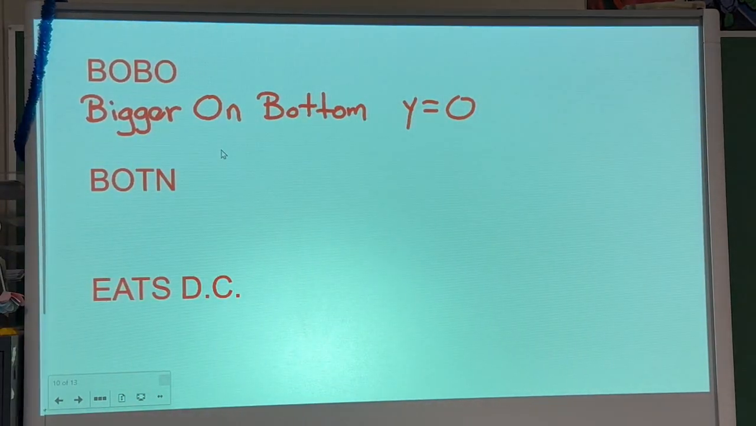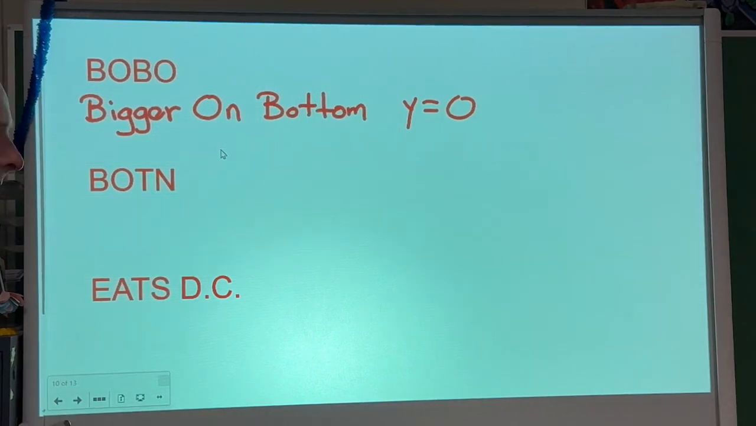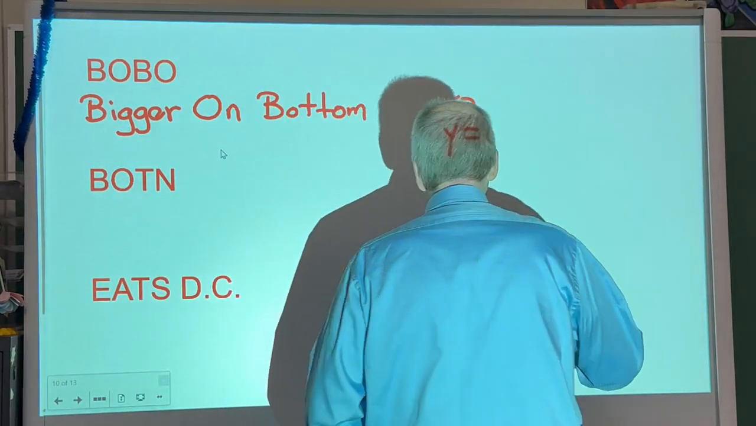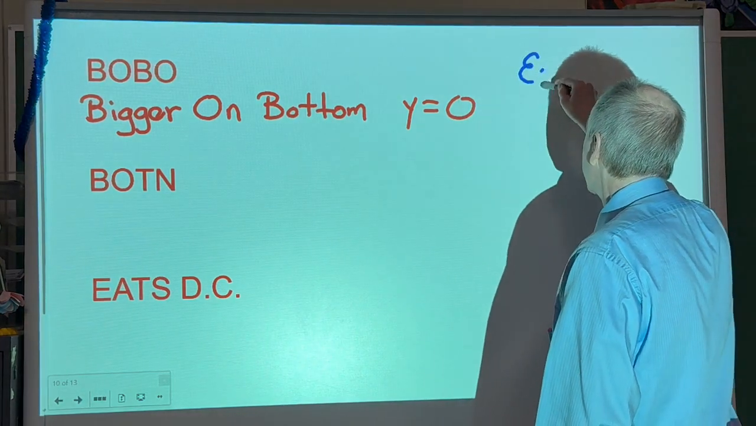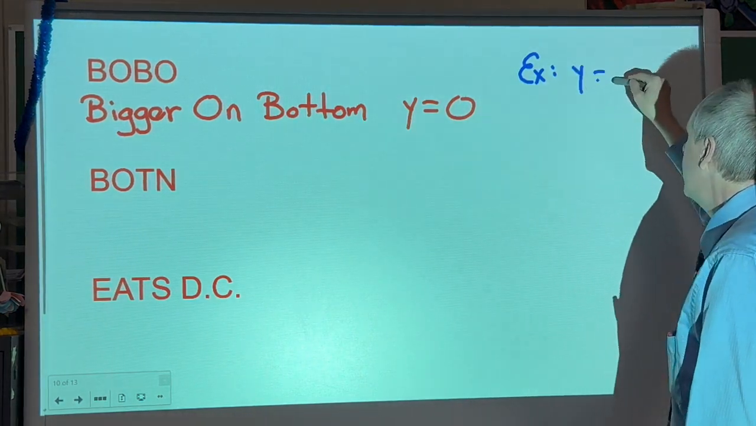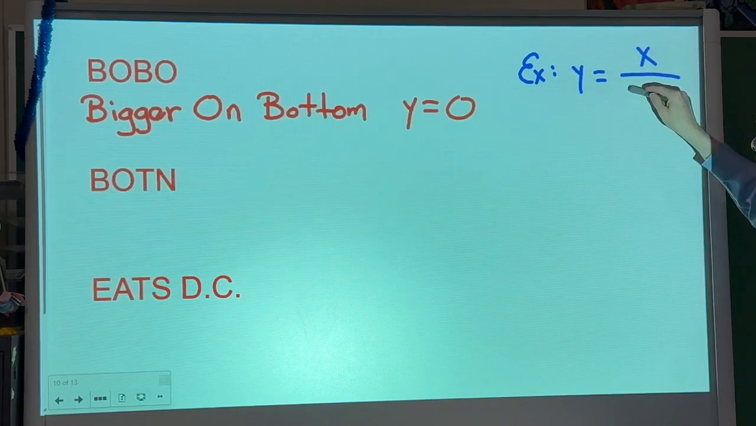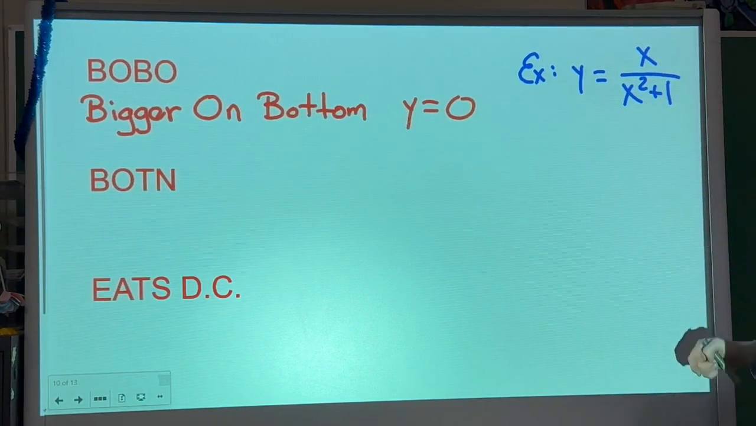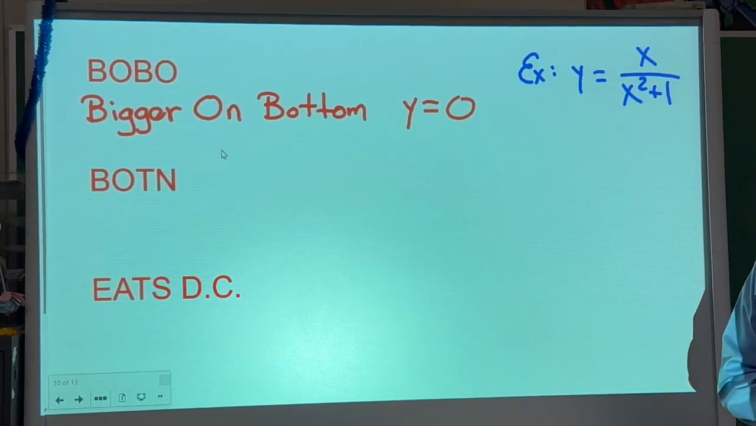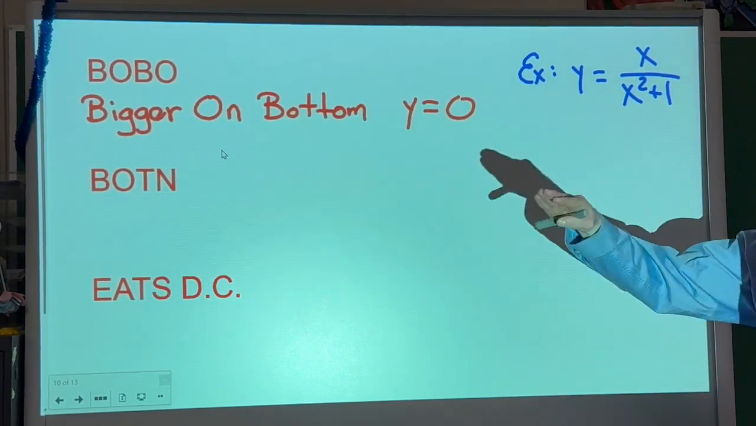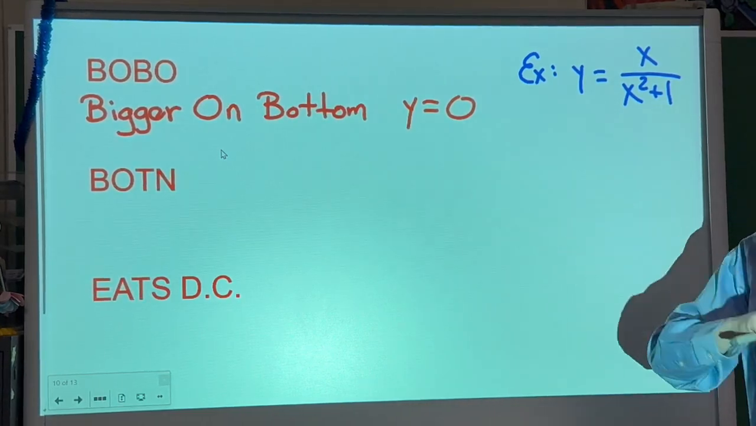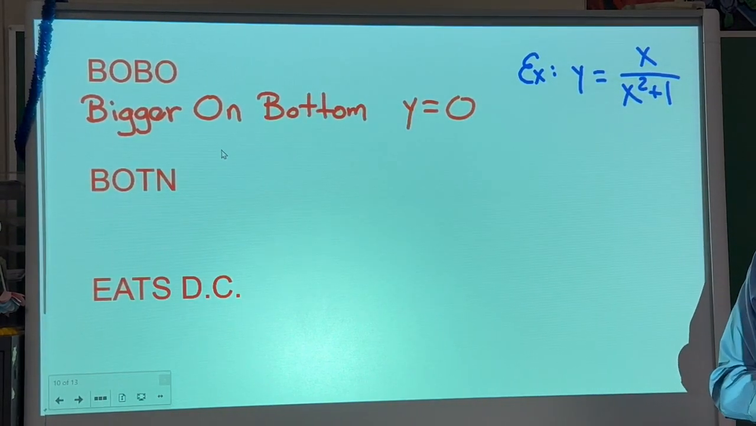I compare the exponents in my fraction. I look and see, where's the exponent bigger? If the exponent's bigger on the bottom, then I have y equals 0 as a horizontal asymptote. Here would be an example. y equals x over x squared plus 1. This exponent's 1, this one's 2. Where's it bigger? Bigger on the bottom. I know that y equals 0 is a horizontal asymptote that I'm probably not crossing.